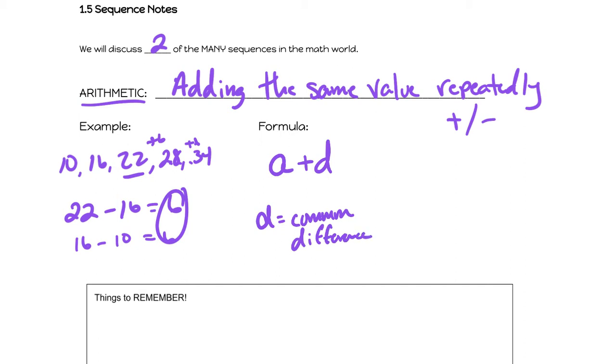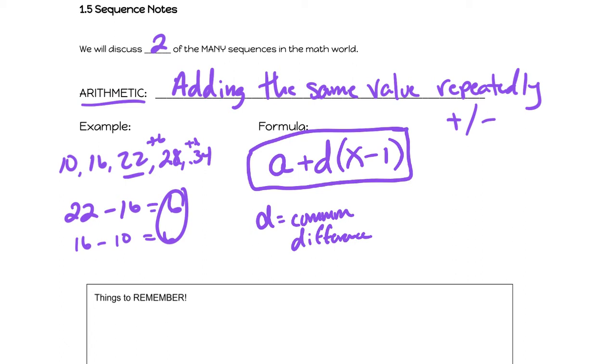And then when we add that, instead of adding it over and over again, remember adding something repeatedly is the same thing as multiplying. So if we add 6 plus 6 plus 6 plus 6, that's the same as 6 times 4. So we'll write times x, but we don't want to do x. We'll see this later. We're going to put x minus 1. So the formula that we use to find any term of an arithmetic sequence is a, first term, plus d, common difference, times x minus 1.